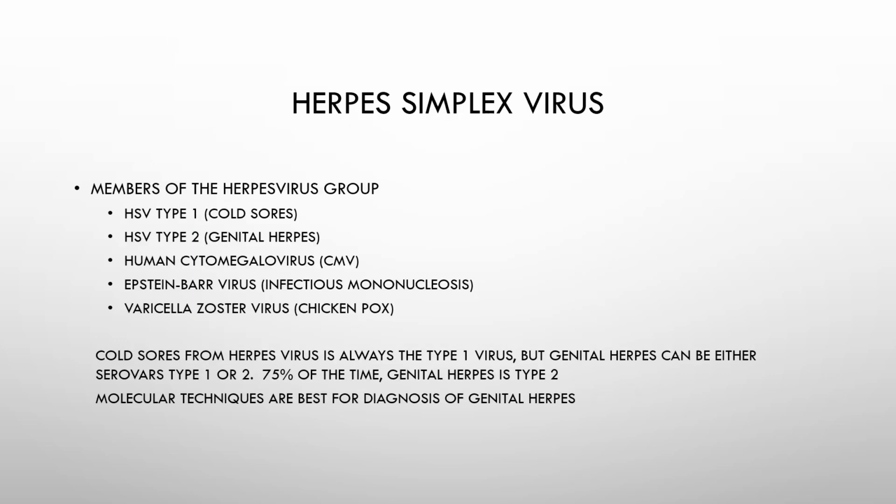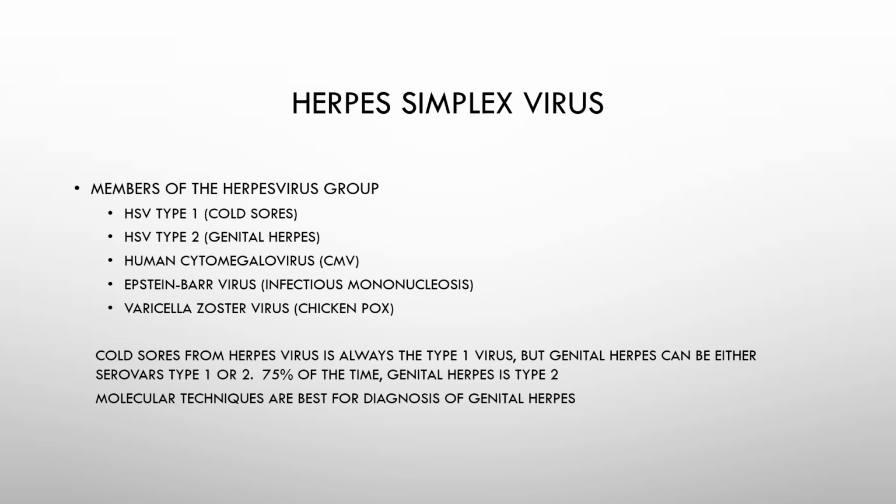Herpes simplex virus is pretty common. According to the Centers for Disease Control, 20% of adults have genital herpes. That's 1 in 4 males and 1 in 6 females. There are several members of the herpes virus group, including HSV type 1, which is the cause of cold sores, HSV type 2, which is the cause of genital herpes, and that can actually go from mom to baby. We also have human cytomegalovirus, Epstein-Barr virus, and varicella-zoster virus that can cause chickenpox and lead to shingles.